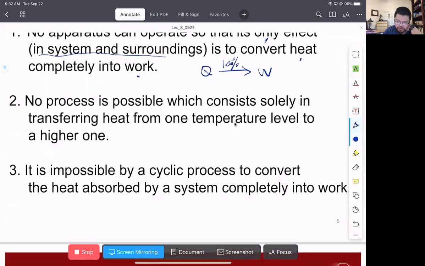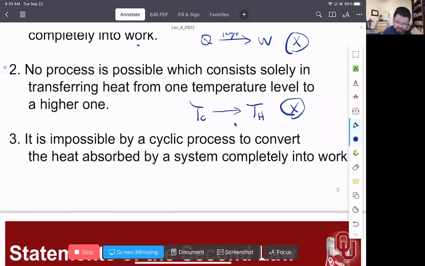The second is no process is possible which consists solely in transferring heat from one temperature level to a higher one. So that says if I have T cold going to T high, T hot, in that direction without any help, that is not possible. So that's not the spontaneous heat flow from cold to hot.